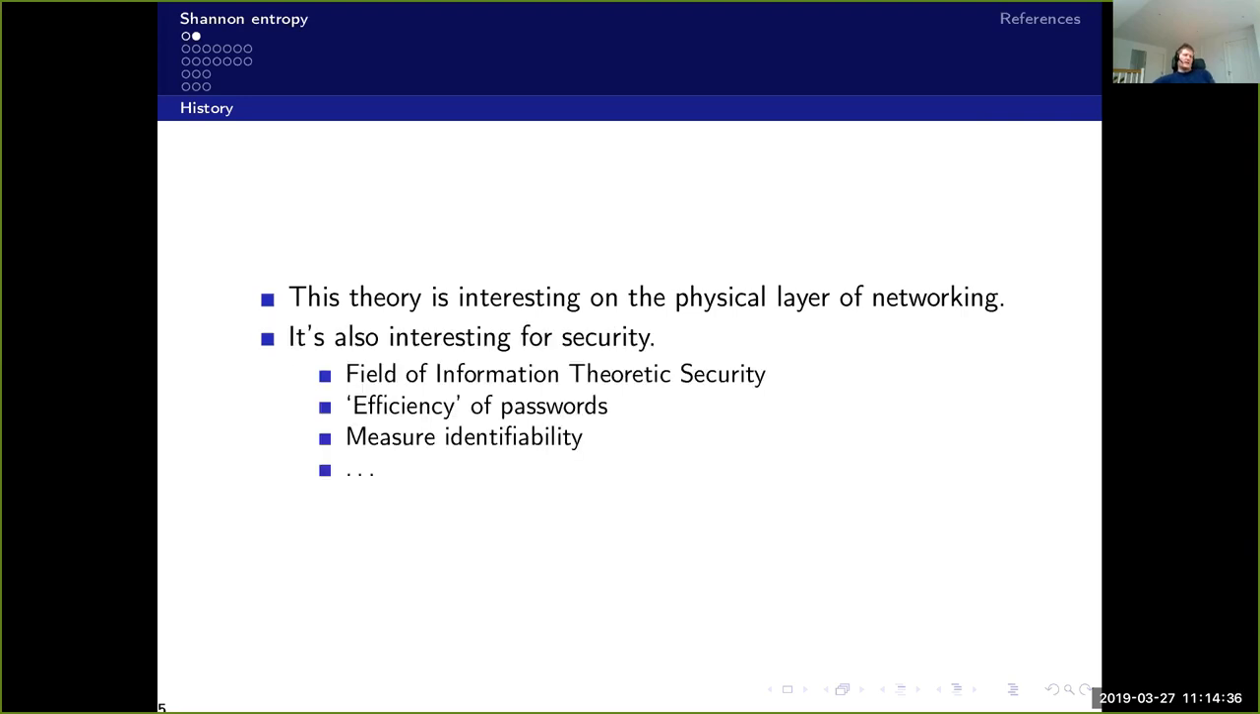But it's also applicable in a lot of different areas, and it's particularly interesting for security. We have an entire field called information theoretic security, which uses this at its foundations. We also can measure the efficiency of different password policies because we can use Shannon entropy as a measure for how predictable the passwords that the users choose are. We can also measure things like identifiability to reason about anonymity and how easy it is to track people.